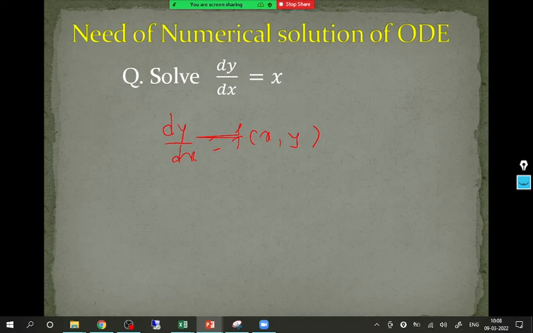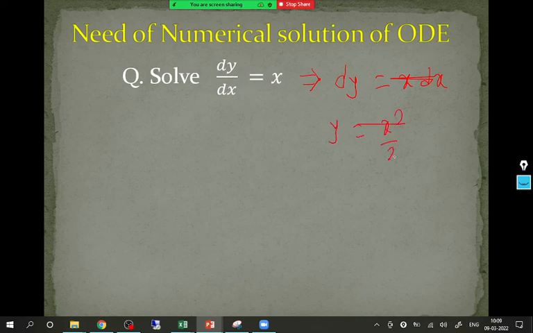So whenever we have the ODE, a few ODEs can be solved by a direct method. What is a direct method? One of the simplest methods that you learnt in your 11th and 12th. Yes, anyone? That is integrating. So it can be written in a variable separable form. Say dy is equal to x dx, and now integration of dy is y, while integration of x dx is x square by 2 plus c.